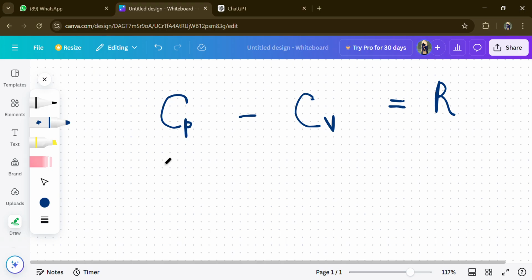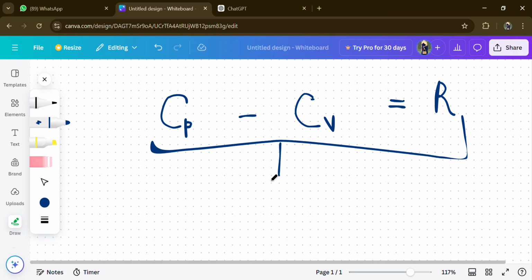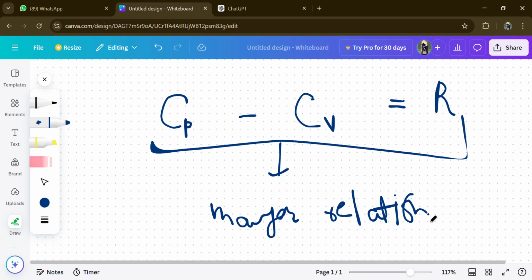So today we'll be looking into Mayer's relation. This specific terminology or equation is known as Mayer's relation. Today what we'll be covering in this whole video will be how Mayer's relation is derived, what each of the terms actually means, and what makes the CP positive and CV negative. So today we'll be looking into each and everything.